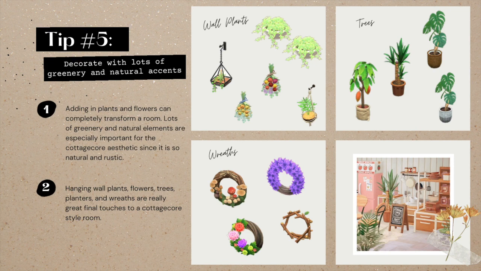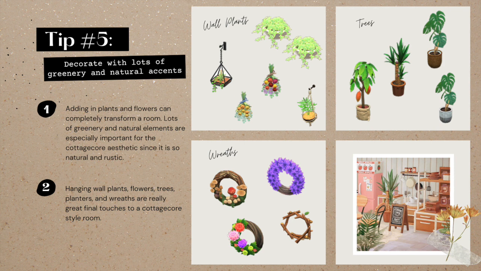My final tip is to add in lots of plants and greenery and any other natural decorations. Adding in plants and flowers can completely transform a room. Lots of greenery and natural elements are especially important for the cottagecore aesthetic since it is so natural and rustic. Hanging wall plants, flowers, trees, planters, and wreaths are really great final touches to a cottagecore style room.